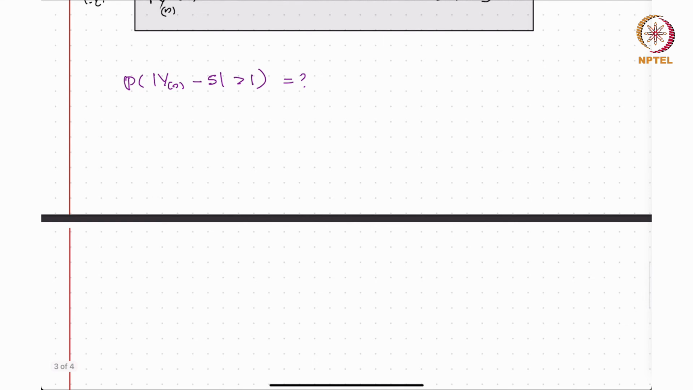Look at this probability of yn. Look at the event first. Let's forget the probability. The event yn minus 5 bigger than 1 is the same as yn minus 5 being at least 1, or minus of yn minus 5 being at least 1. That means yn is at least 6. Or, if we do the calculation correctly, yn is less than, 5 goes to that side, it's 4.